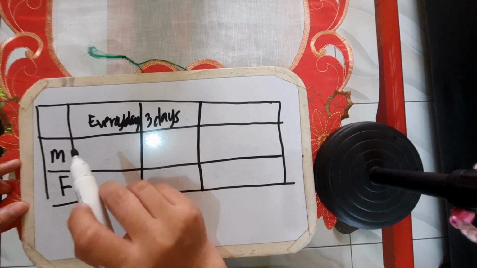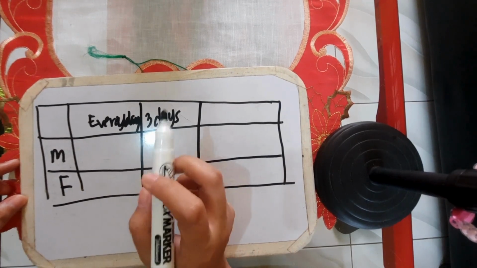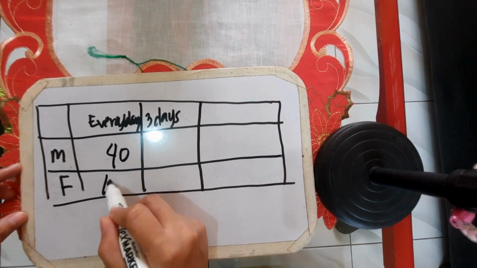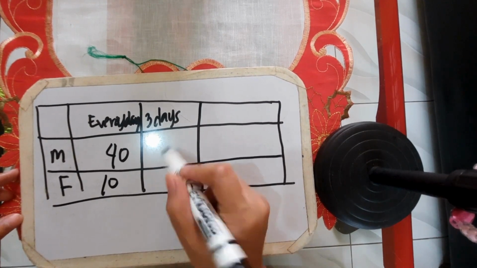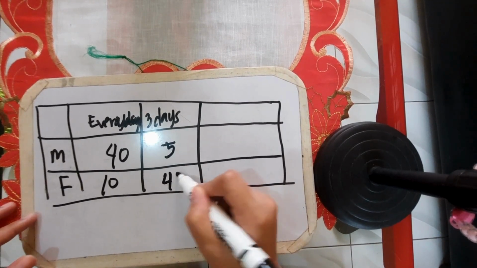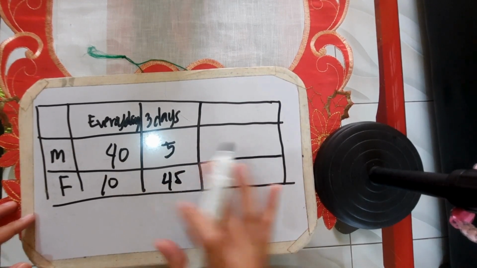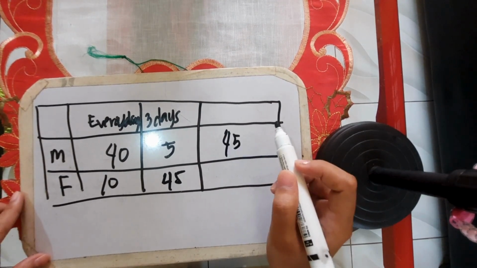So, for male, those who wash their hair every day, the observed value is 40. For female, we have 10. And for male who washes their hair every 2 days, we have 5. And for female, we have 45. If we add this by row, we will have 45 for our first row.